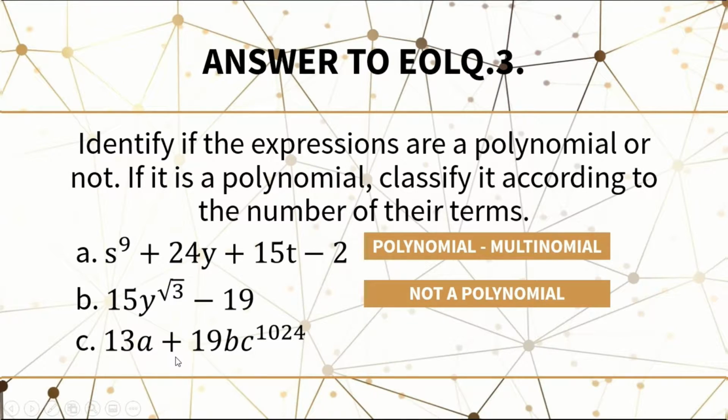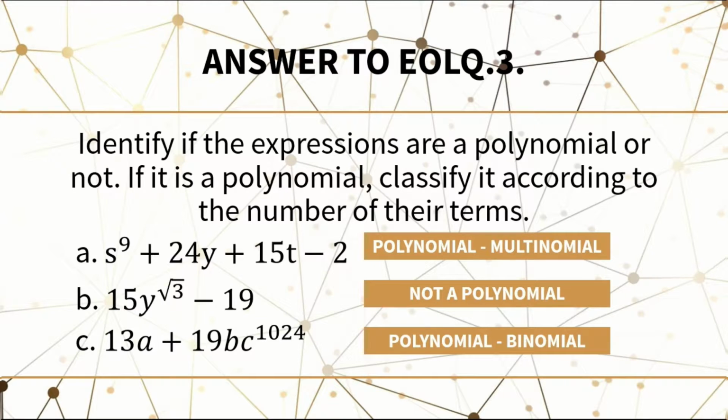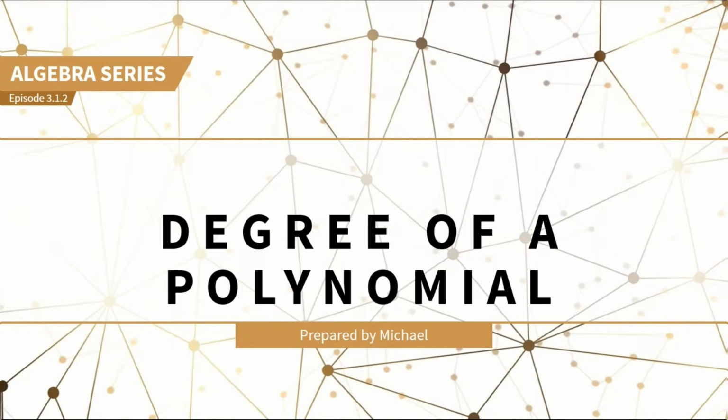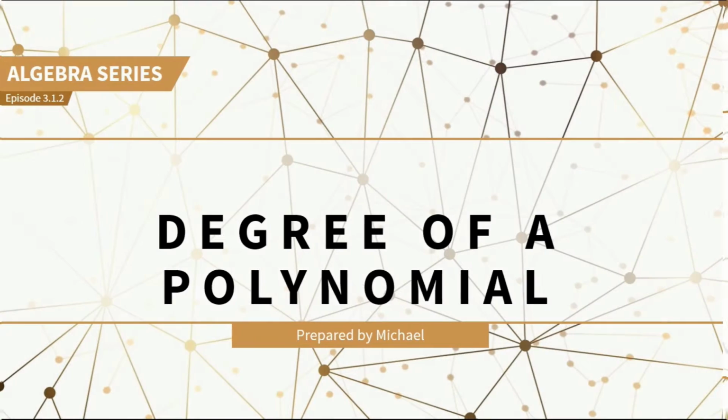Next, letter C. 13a plus 19bc raised to 1024, that is actually a polynomial and that is a binomial kasi dalawa yung terms. So, ayan yung ating mga sagot sa end of lecture question number 3. So, let us now proceed to the degree of a polynomial.